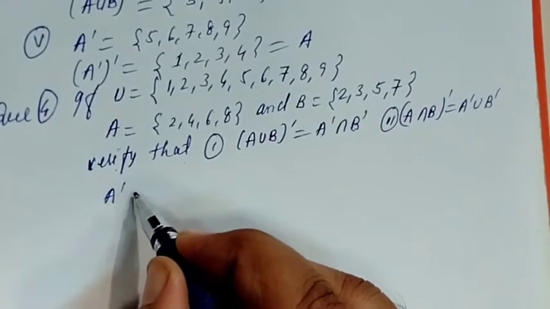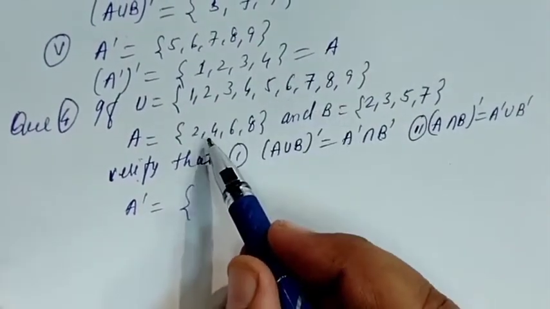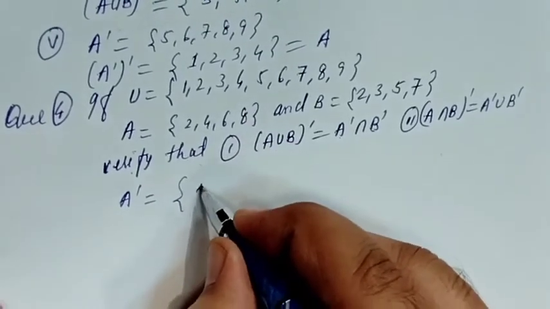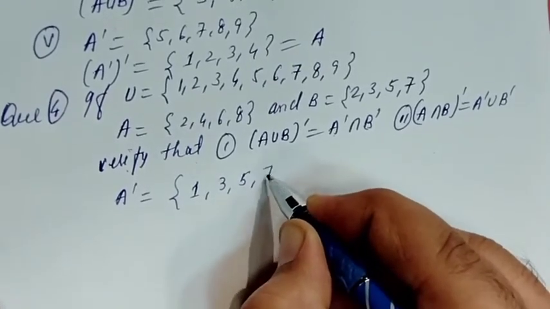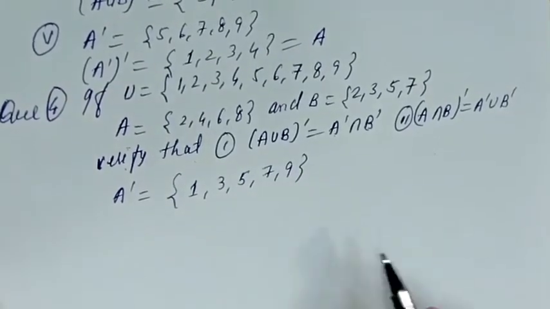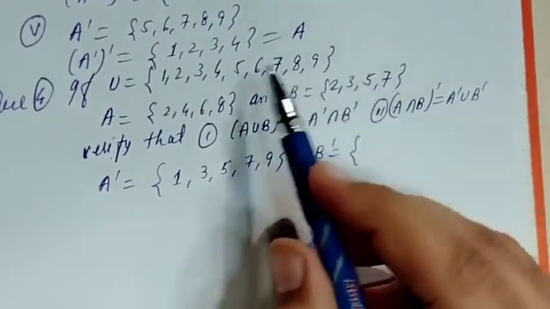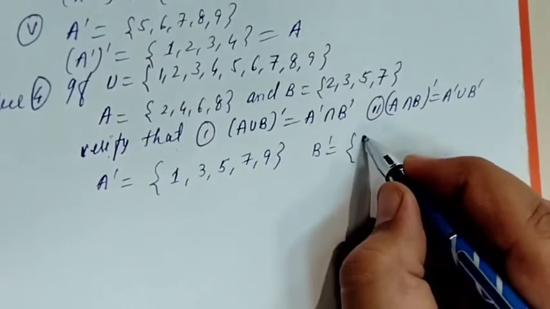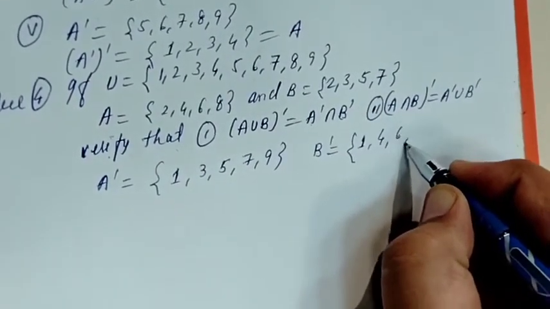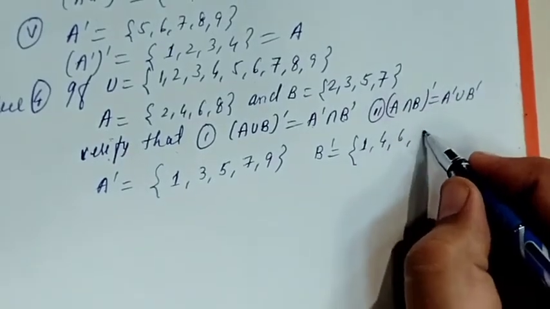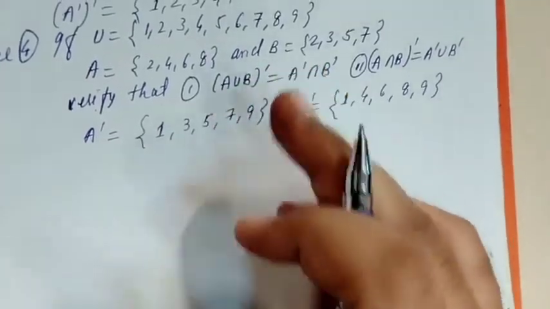So what is A dash? A dash means don't take elements of A, take elements of U. So leave 2, 4, 6, 8. What is left? 1, 3, 5, 7, 9. What is B dash? B dash: don't take elements of B, remaining elements of U. So 1 we can take, 2, 3 not to be taken, 4 you can take, 6, 5 not to be taken, 7 not to be taken, 8, 9. Then find A union B, then its dash.